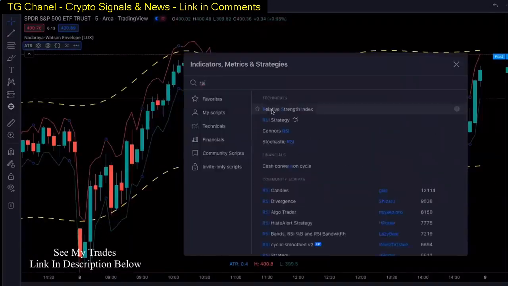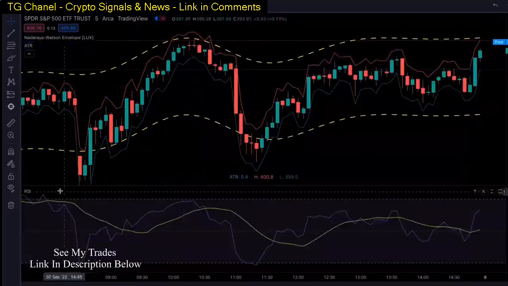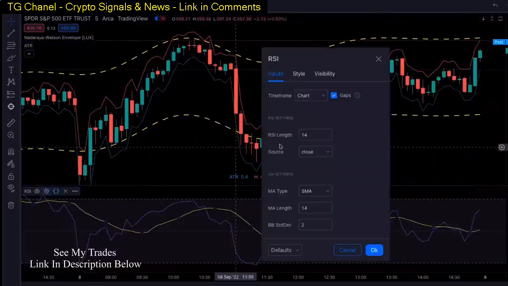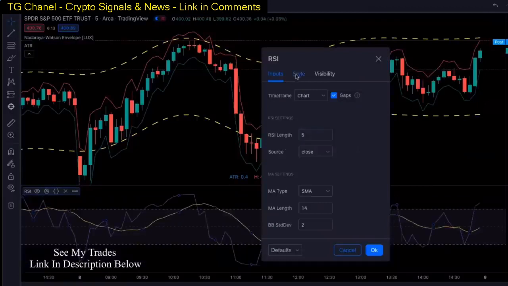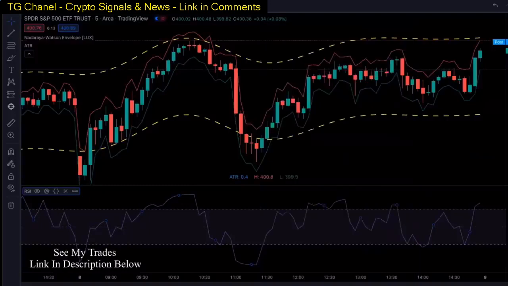The next and the third free indicator we're going to add is the RSI, the relative strength index. Go ahead and add that. And then we're going to go into the settings for the RSI as well. The RSI length, we're going to change to 5. So instead of 14, we're going to use 5. And in styles, we're going to remove the RSI-based MA. Don't need that. And we're also going to get rid of the middle band. We're not going to be using that as well. Now our setup is complete.